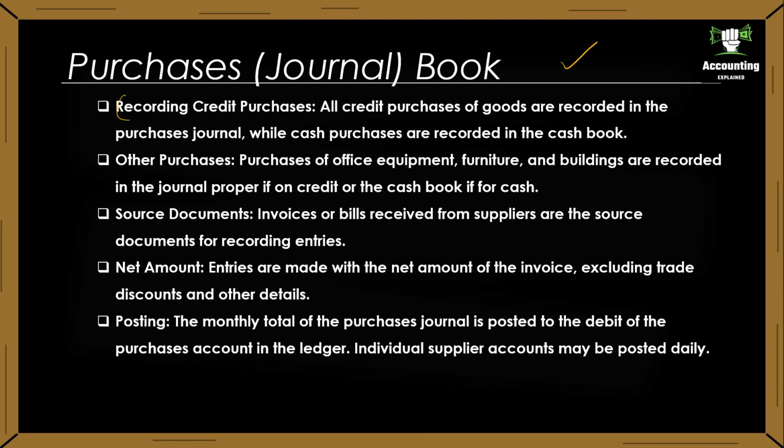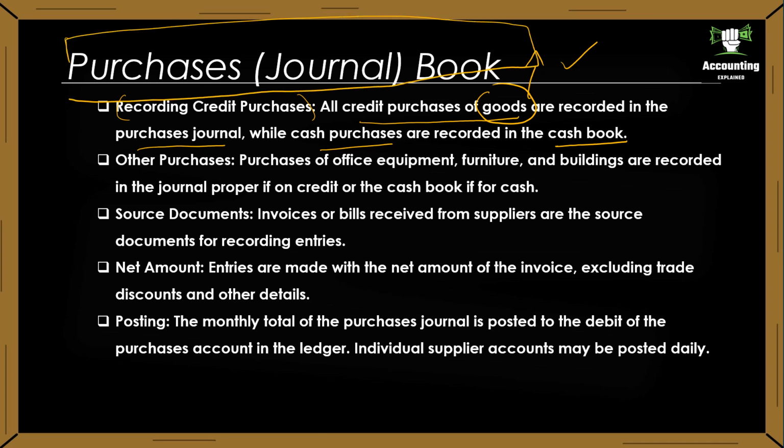Recording credit purchases. All credit purchases of goods are recorded in the purchases journal while cash purchases are recorded in the cash book. Here goods means which are used for reselling or which are used for further processing to get the final product. First, only credit purchases are recorded in the purchase journal. If it is a cash purchase, then it will go to the cash book. That you make clear. Only credit purchases will be recorded in the purchase journal and cash purchase of goods will be taken to the cash book.